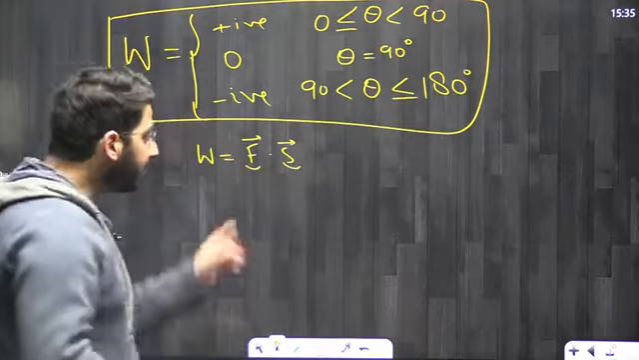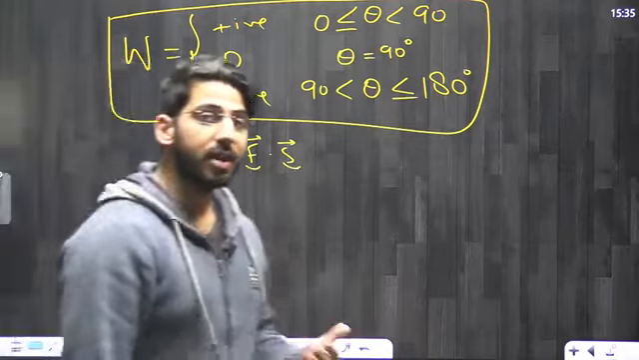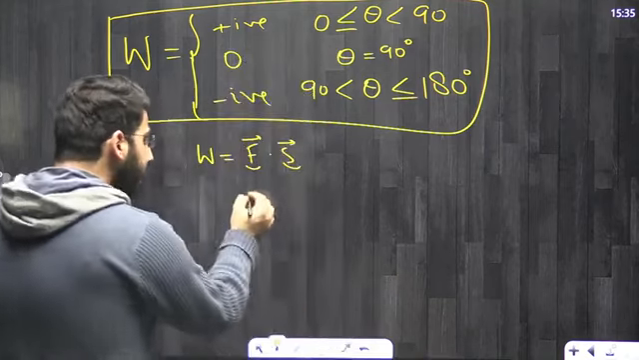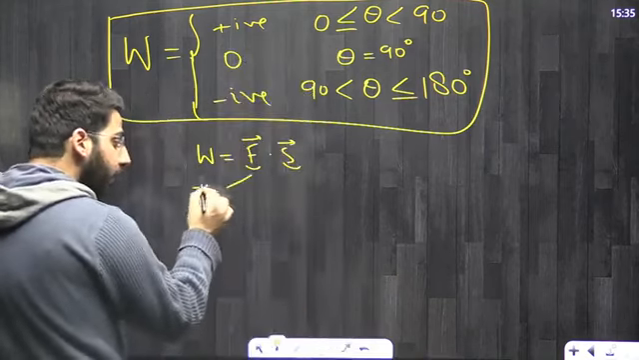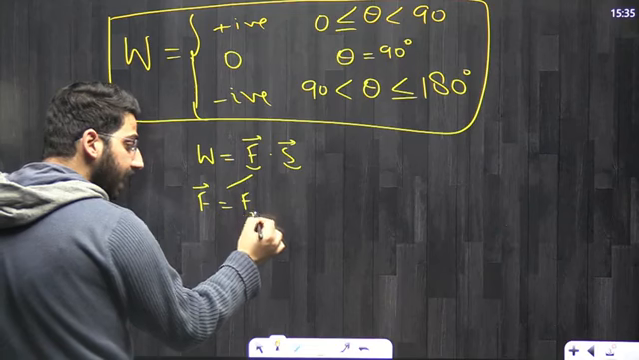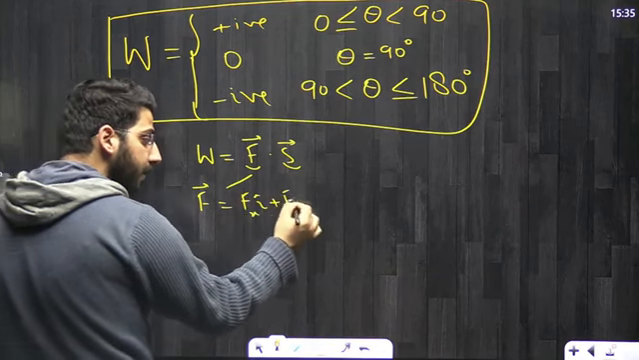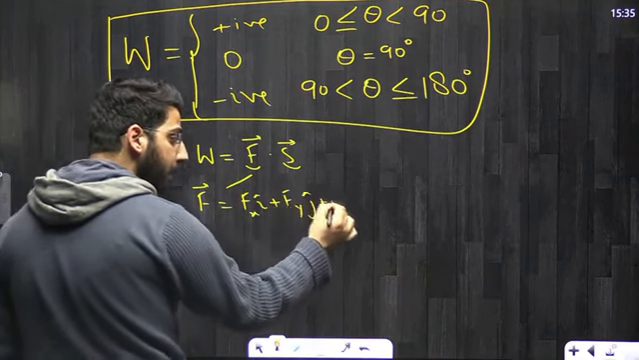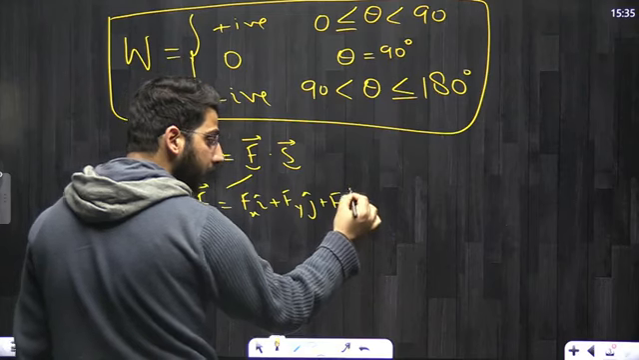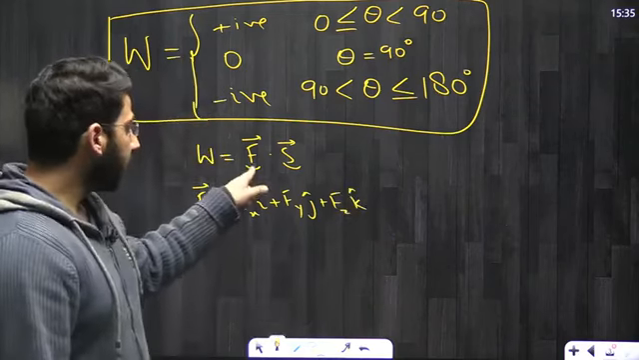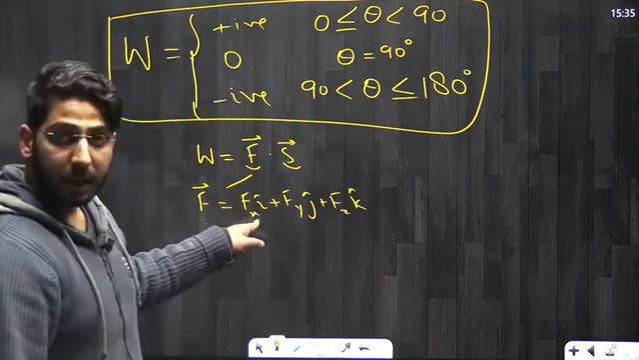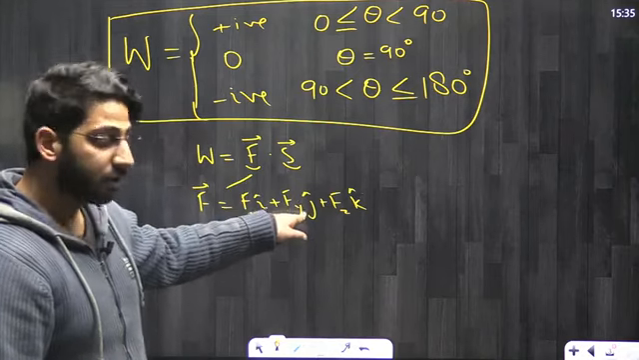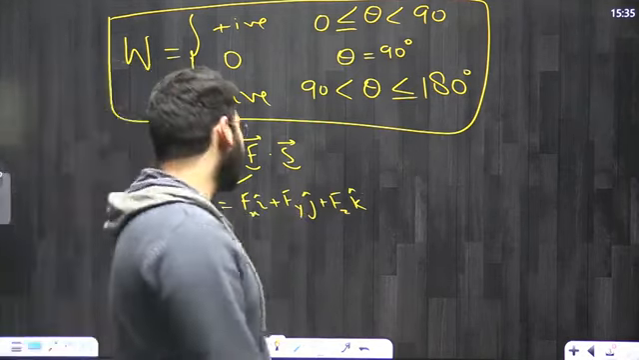and S. Since these are vectors, and vectors could be generally three-dimensional, I can separately write F vector to be Fx i cap plus Fy j cap plus Fz k cap. So what does that mean? That means this force has Fx component in i direction, Fy component in j direction, Fz component in k direction.